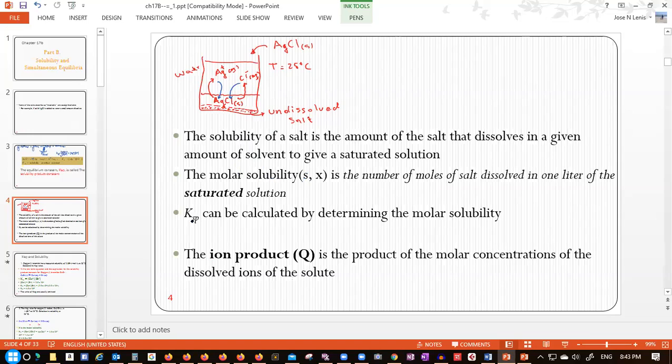So we can use the constant Ksp to predict solubilities, and if we are able to measure the solubility, we can find the Ksp. And you will have one lab next week finding the solubilities and finding the Ksp of different insoluble hydroxides.